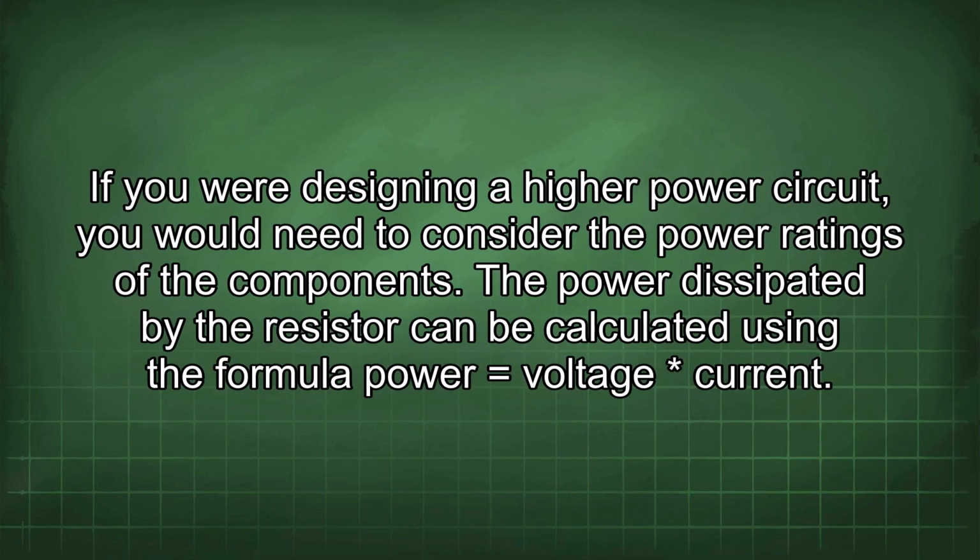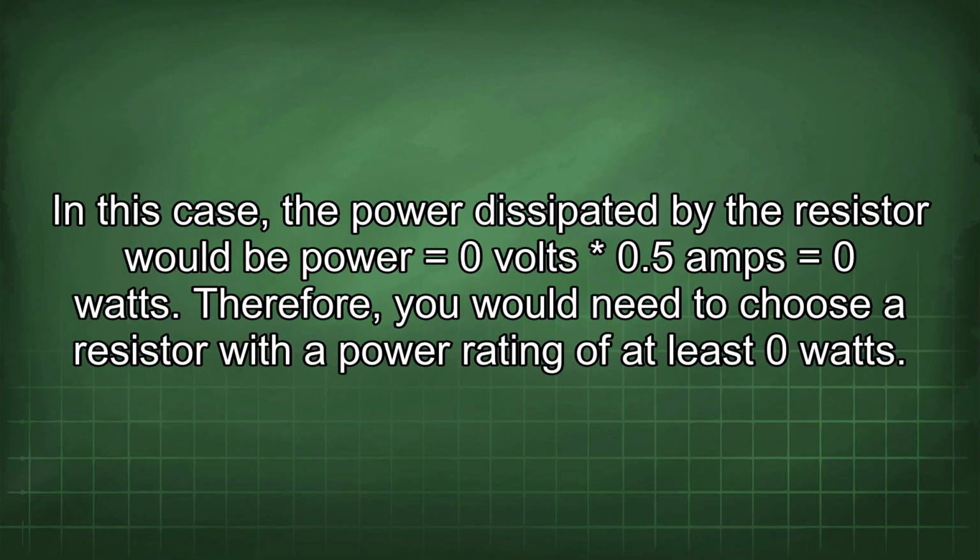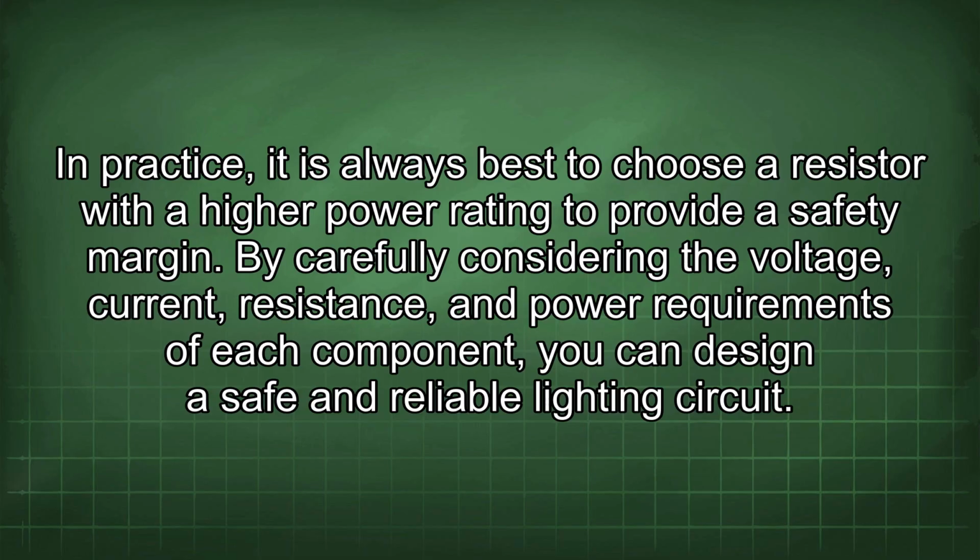If you were designing a high-power circuit, you would need to consider the power ratings of the components. The power dissipated by the resistor can be calculated using the formula power equals voltage times current. In this case, the power dissipated by the resistor would be power equals 0 volts times 0.5 amps equals 0 watts. Therefore, you would need to choose a resistor with a power rating of at least 0 watts. In practice, it is always best to choose a resistor with a higher power rating to provide a safety margin.